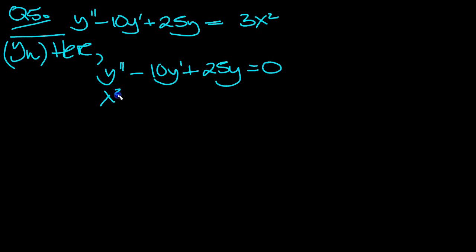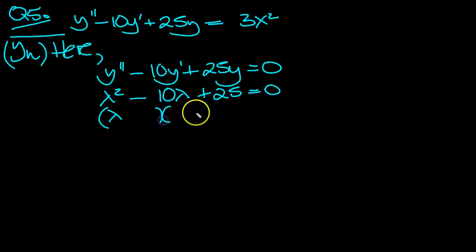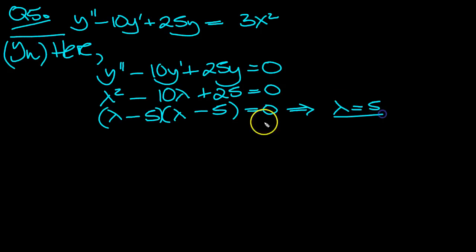So write down the associated auxiliary equation, lambda squared minus 10 lambda plus 25, which will factorize into lambda minus 5 and lambda minus 5. So it's a repeated root case. Here lambda equals 5, doesn't it? That's the root. Repeated root case, so it's case 2.